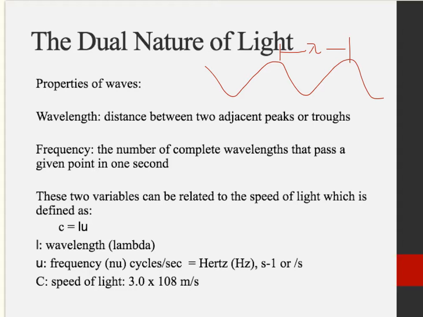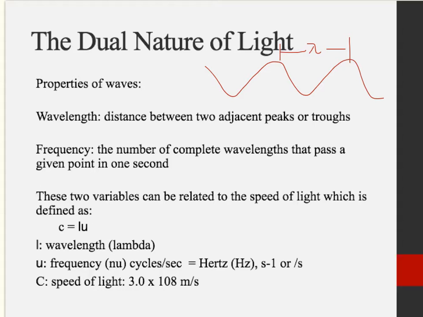The other is frequency, the number of complete wavelengths that pass a given point in 1 second. So imagine you're sitting at the end of a dock at the lake and you throw a rock in the lake and it causes some ripples. The number of ripples that pass where you're sitting at the end of that dock in 1 second is the frequency of that wave.